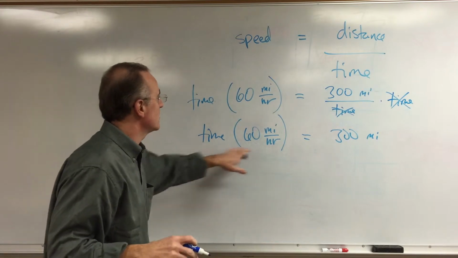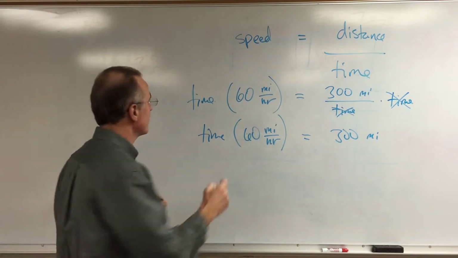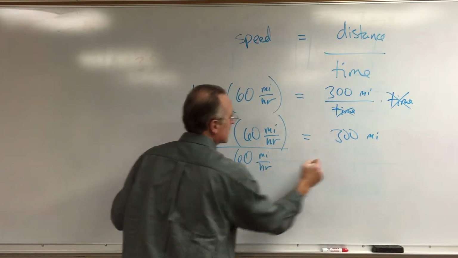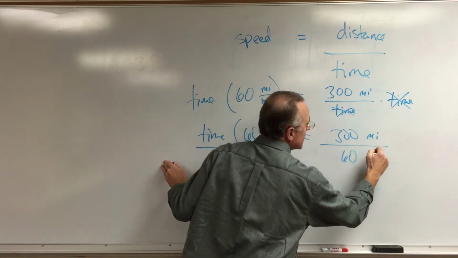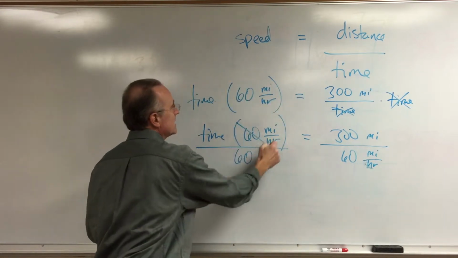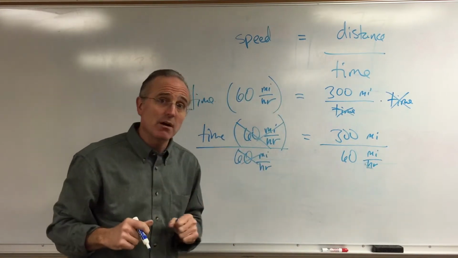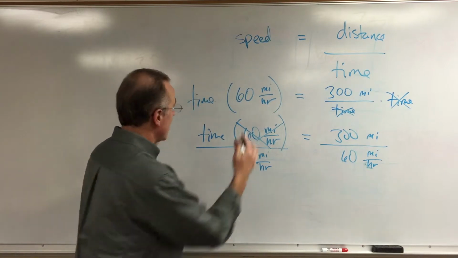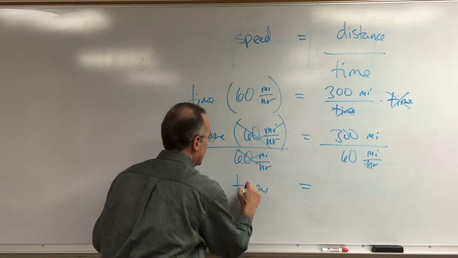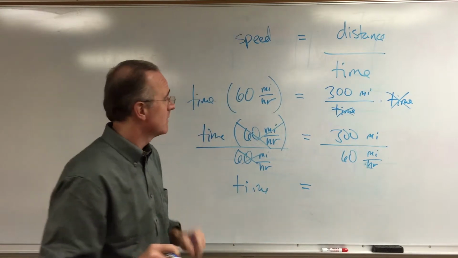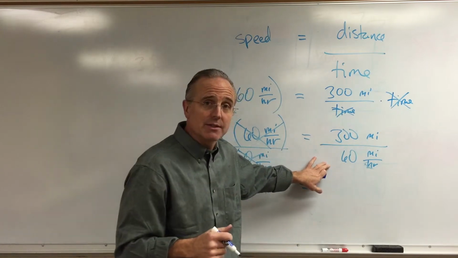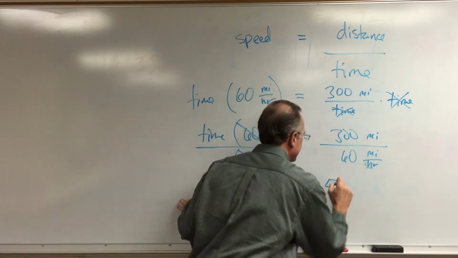Now I need to divide both sides by 60. Again, got to be fair. If I divide the left side by 60 miles per hour, also got to divide the right side by 60 miles per hour. That's going to cancel the 60s. That's going to get them off out of the left-hand side. On the left, all by itself, I have the time this journey is going to take. On the right, got a little bit of calculator work to do. 300 divided by 60.